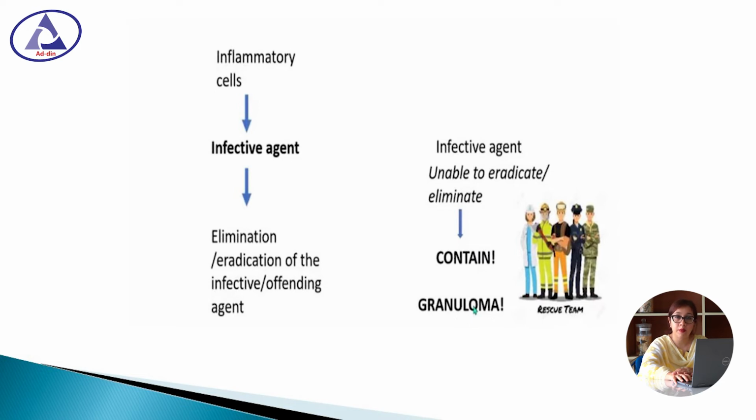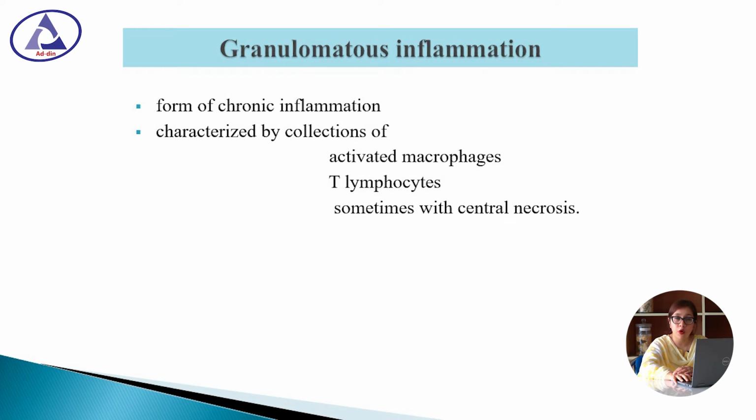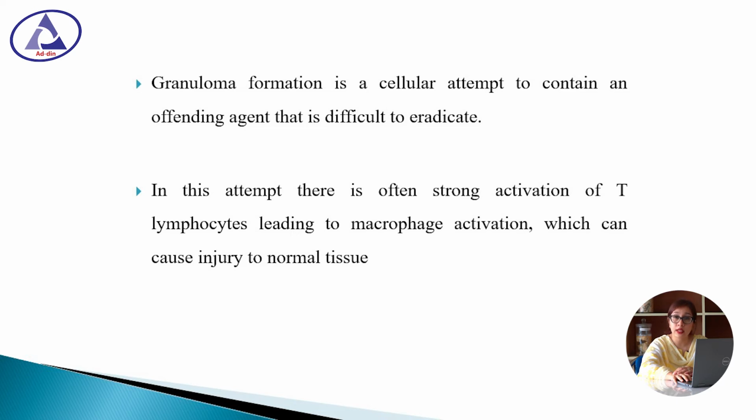Inflammatory cells try to eliminate or eradicate the infective agents. When the infective agents cannot be eradicated, then they try to contain them. Granulomatous inflammation is a form of chronic inflammation which is characterized by a collection of activated macrophages and T lymphocytes, sometimes with central necrosis. Granuloma formation is a cellular attempt to contain an offending agent that is difficult to eradicate. In this attempt, there is often strong activation of T lymphocytes leading to macrophage activation, which can cause injury to normal tissue.